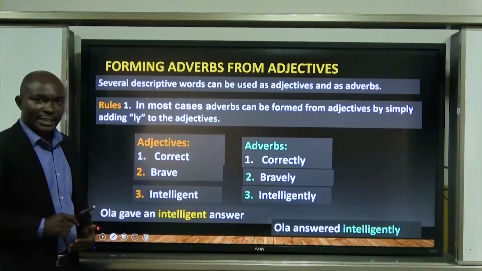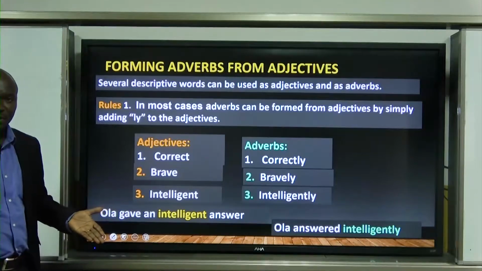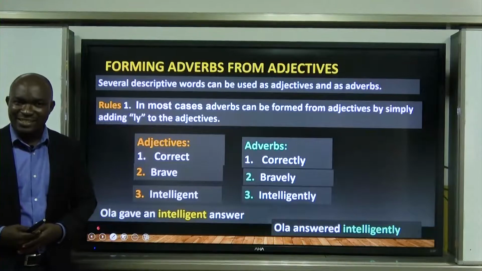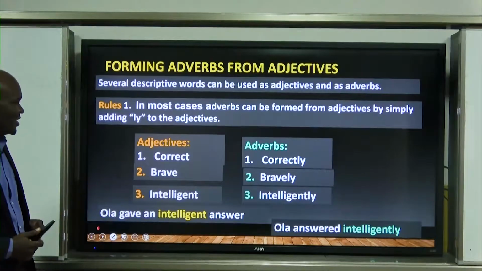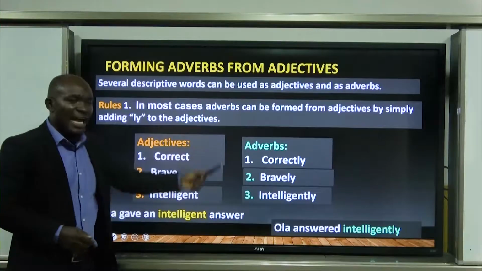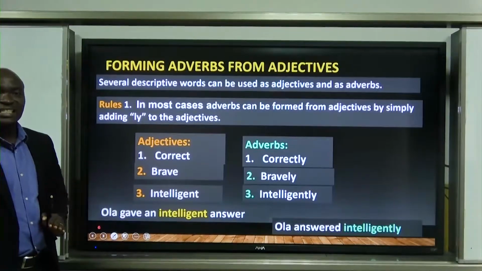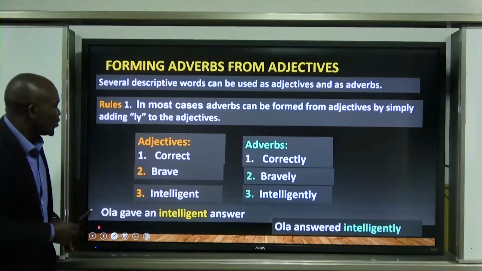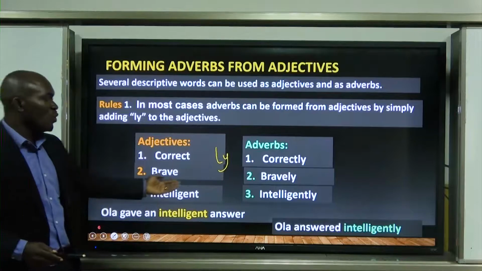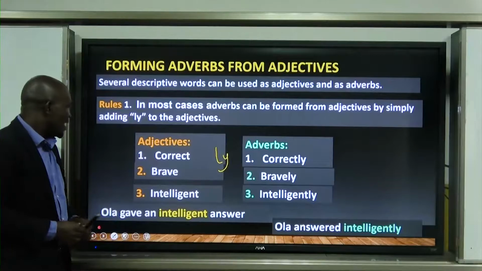The word correct. Correct is what kind of word? Of course, adjective. She gave us a correct answer. The word correct describes the answer. So we can also use correct as an adverb by simply obeying the first rule that says what? Add the suffix ly. So if we add ly to correct, it becomes what? Correctly, as an adverb. Let's take more examples.